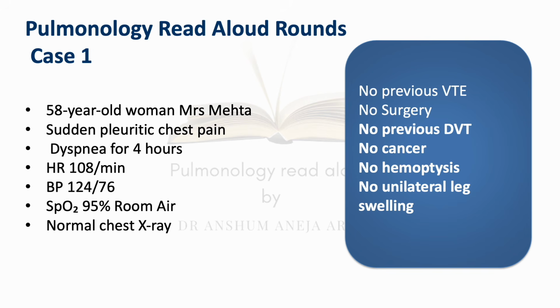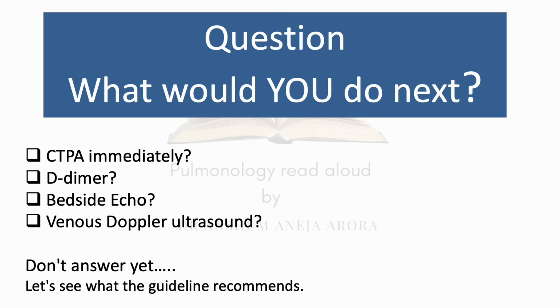Meet my patient, a 58-year-old woman who had a sudden pleuritic chest pain. She was dyspneic for the last 4 hours. Her heart rate at presentation is 108, BP of 124/76. She has a good saturation on room air and the initial x-ray is normal. Now this patient does not have venous thromboembolism. There is no surgical history recently. She doesn't have cancer, hemoptysis, or any leg swelling. Remember this patient, Mrs. Mehta, because we are going to be using this case for understanding the guidelines.